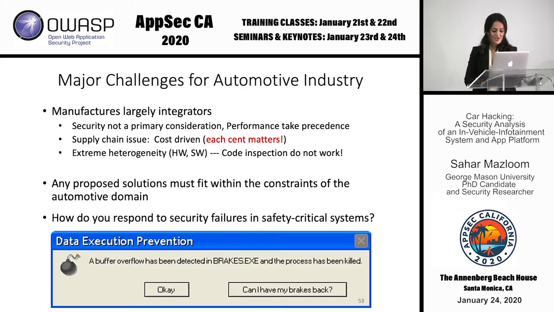The last point that I'm going to make is that any proposed solution should fit into the domain of the automotive system. Also, we have to be careful how we respond in security situations to the safety-critical components that are having some issues. For example, in this case, it's a joke, but if we want to implement some cryptographic algorithms in there, it makes it a reality that if something crashes in the software, we cannot get a real-time response from those critical systems.